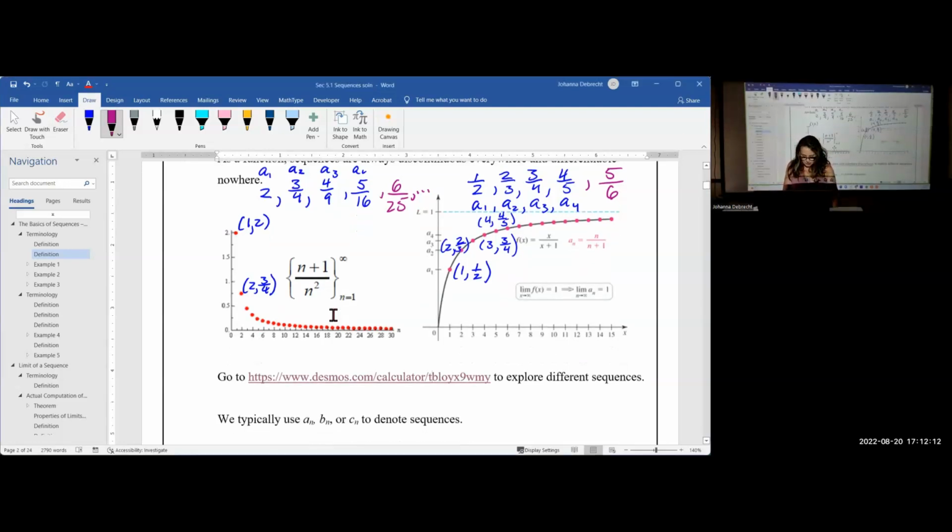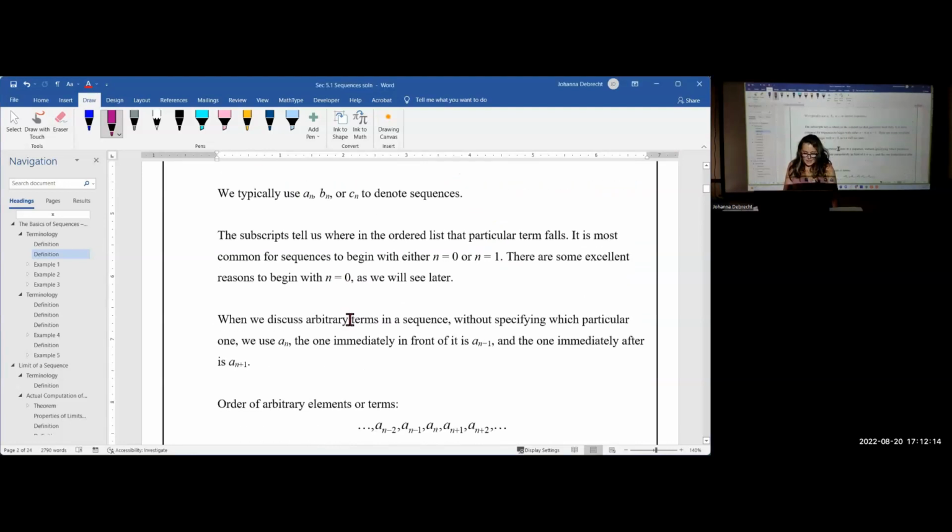Let's now go back to our notes. Again, we typically use lowercase a, b, and c for the names of sequences. We'll often have an a sub n and a b sub n. Not as often, we might have a c sub n or even a d sub n, but that's pretty rare. The subscripts tell us where the ordered list begins. Most of the time, it will begin with 0 or 1.